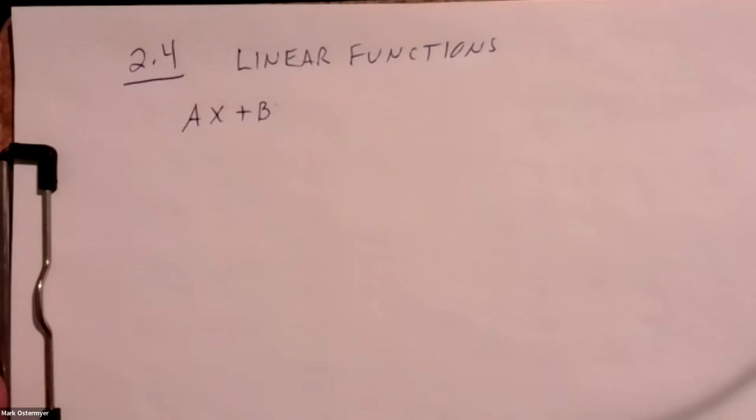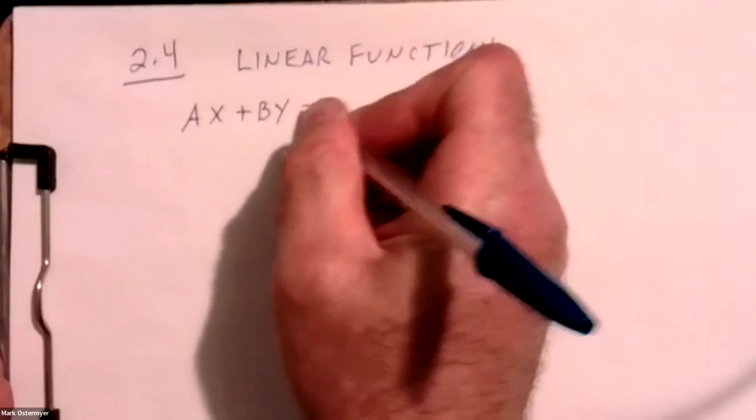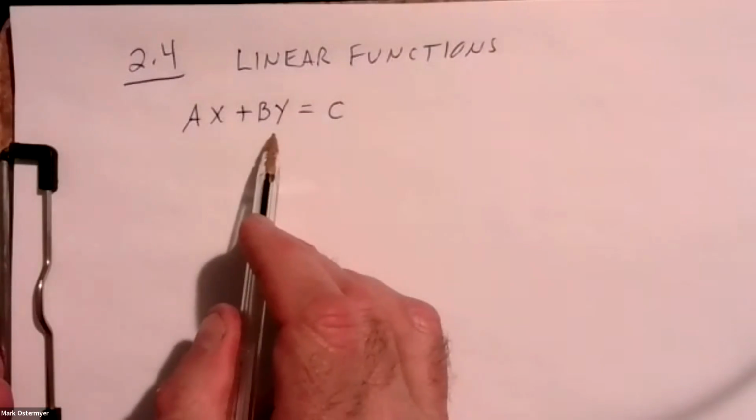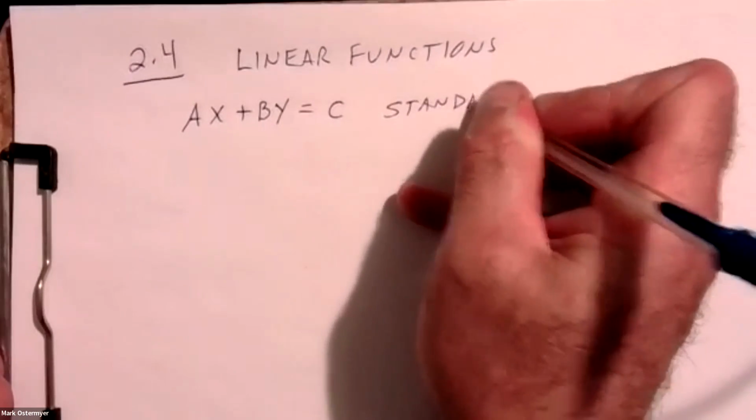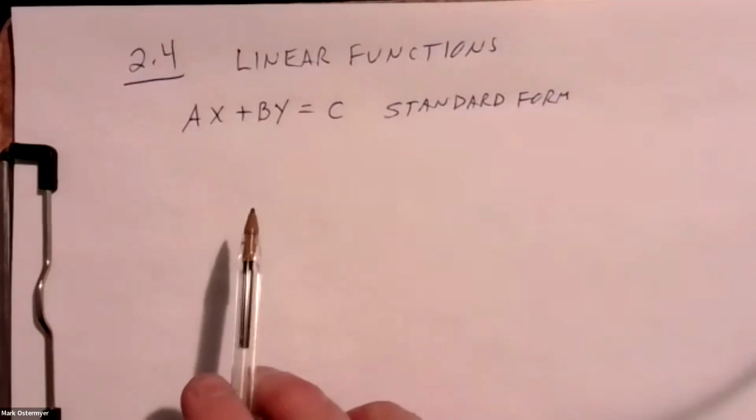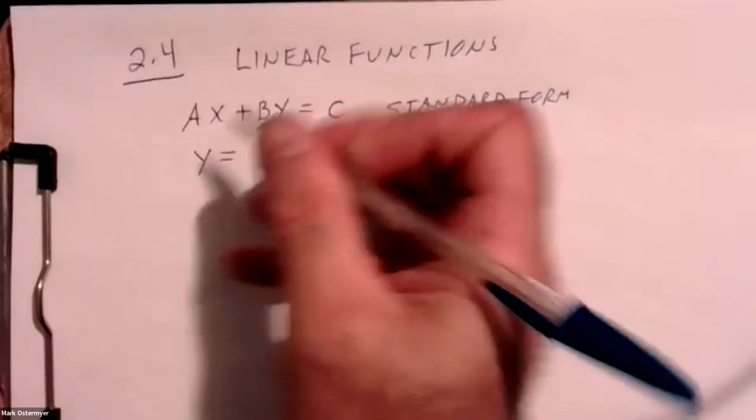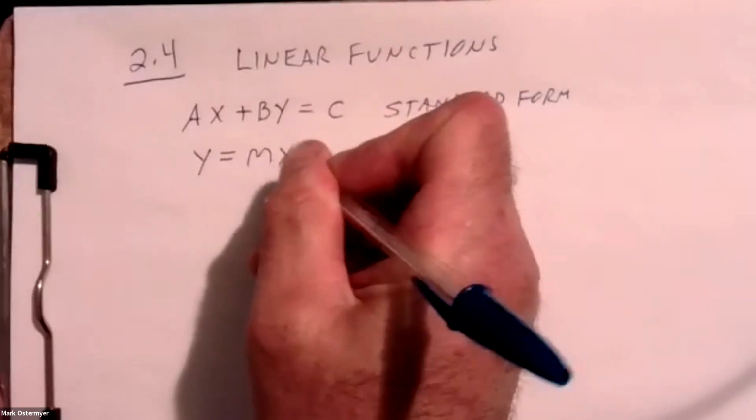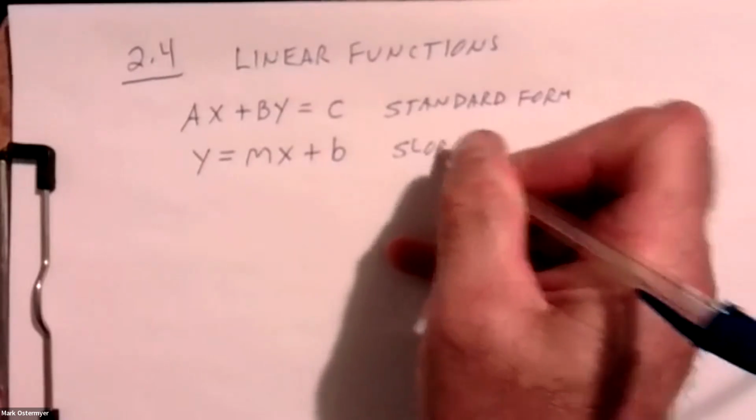Okay, so a linear function or linear equation in two variables that's written in this form, where x and y are on the same side of the equation, is said to be in standard form. And then if we were to take the time and solve this equation for y, we could hammer this into a very popular form for linear equations called y equals mx plus b form. This is called slope-intercept form.